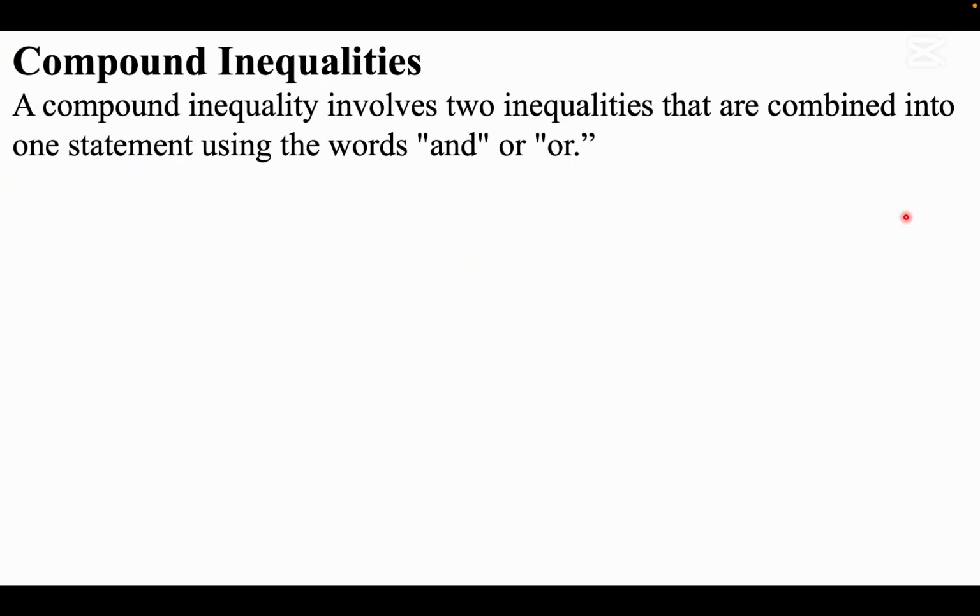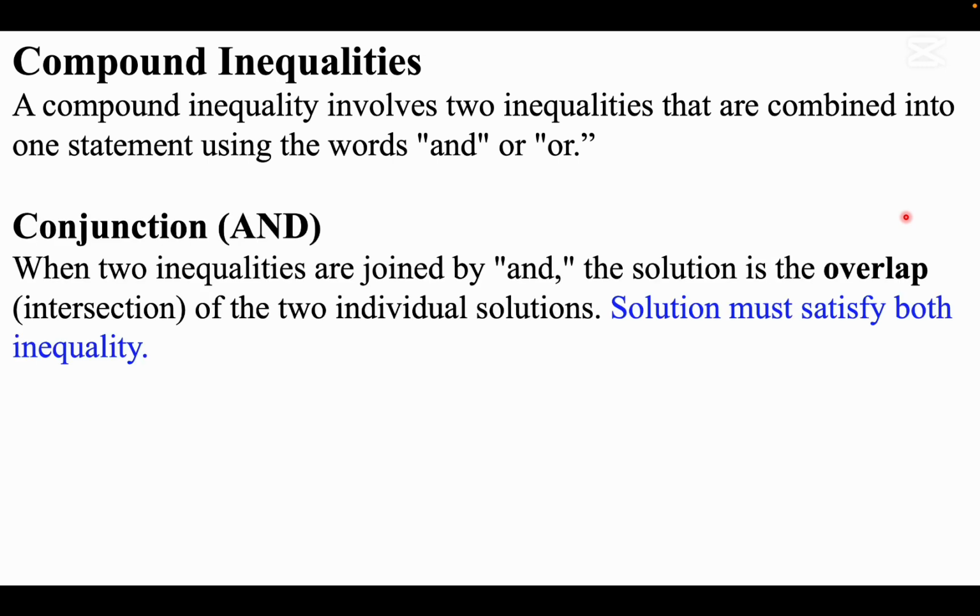And then we have what we call a compound inequality. A compound inequality involves two inequalities that are combined by one of the statements here. It's and or or. So let's look at the and first. When two inequalities are joined by and, the solution portion of that inequality would be the intersection area, or the area where they overlap. The solution must satisfy both inequalities in this case.